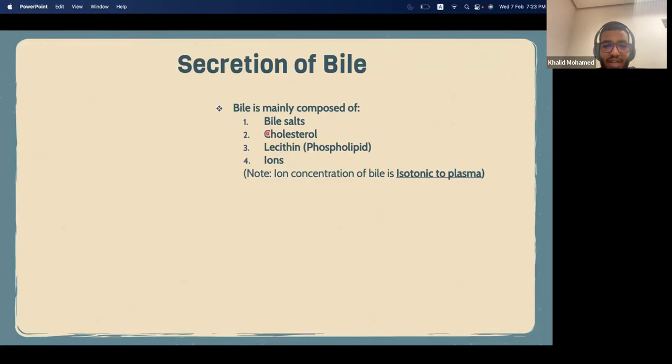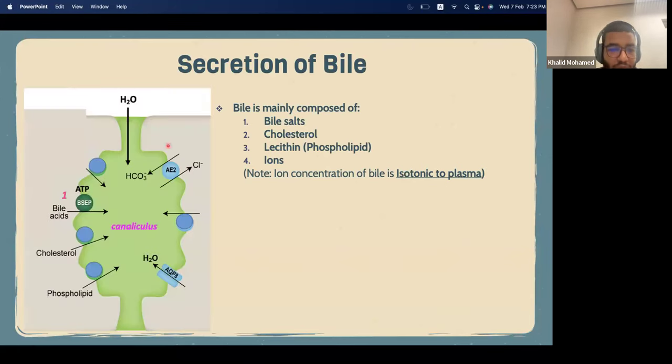And then we also have ions in bile, okay, and also obviously we have water. Now, an important thing to note is that the ion concentration of bile is isotonic to plasma, okay? So it's not hypo or hypertonic, it's isotonic to plasma. And that means that it will not cause any water movement outside or inside of the bile duct or the common hepatic duct. Since it's isotonic to plasma, bile will not have an osmotic effect. It will not cause water to leave. So how does bile, once it's secreted in the hepatocyte?